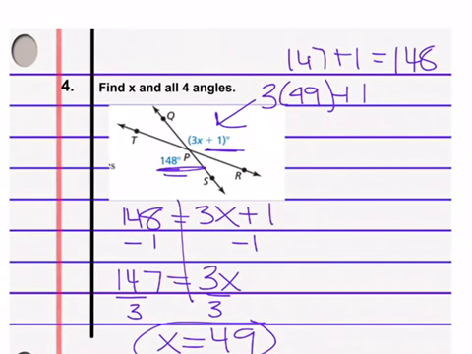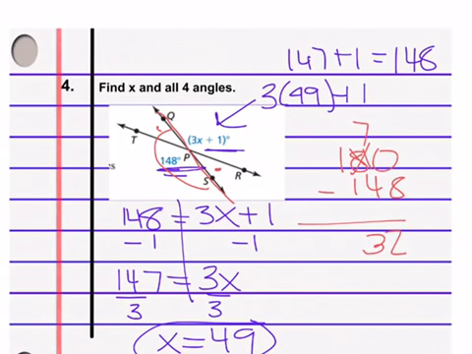Now let's find the other 2 angles, here and here. So we know that we have a line, so we know that these need to add up to 180. So to find your second set of angles, do 180 minus 148, and we get 32. So we know x is 49. We know all 4 angles: 148, 32, 148, 32.